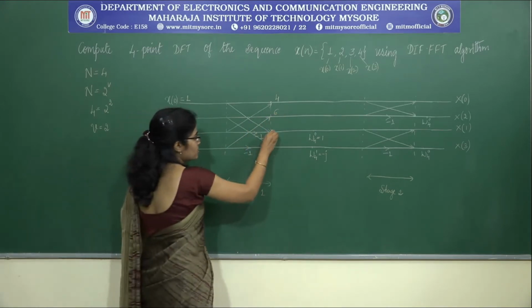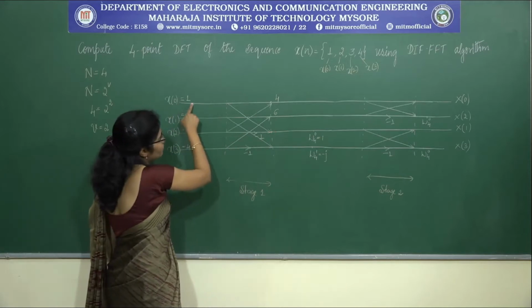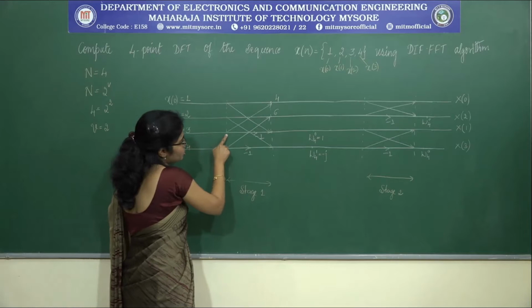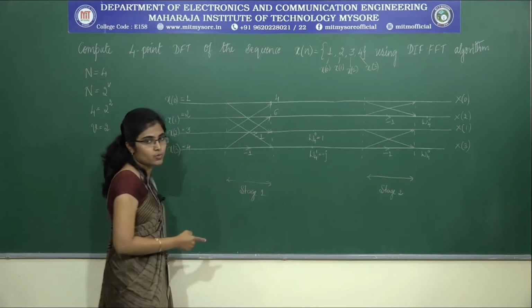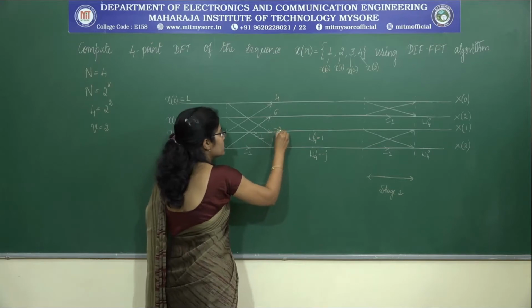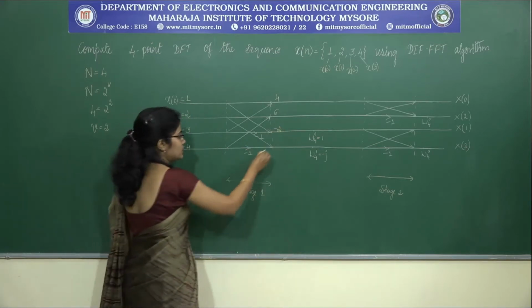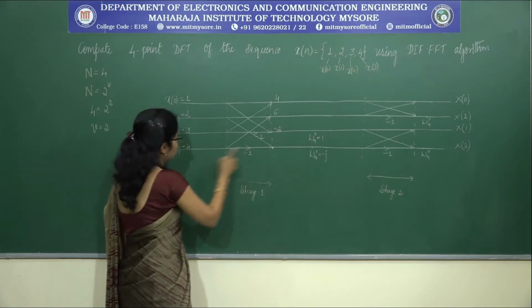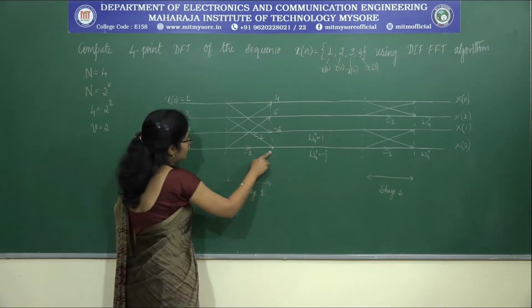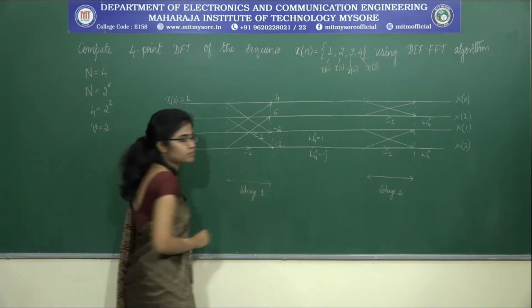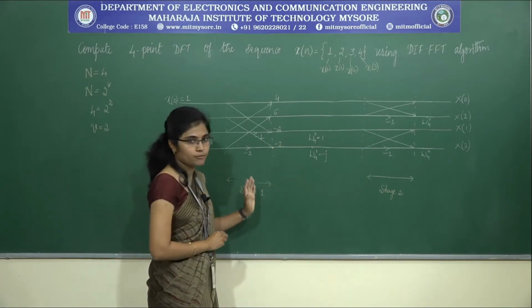Coming to this point, from this branch we are getting 1 and from this branch 3 is multiplied with minus 1, which gives us 1 minus 3. So, 1 minus 3 is minus 2. Similarly, at this point the signal coming here is 2 and from this branch the signal coming is 4. 2 minus 4 is minus 2. We got the output of the first stage.